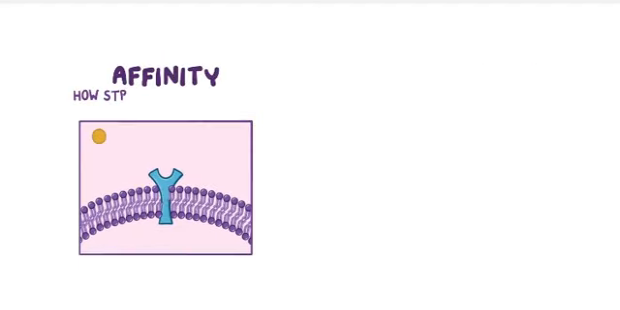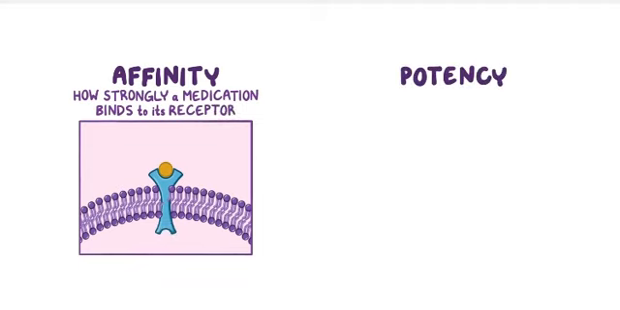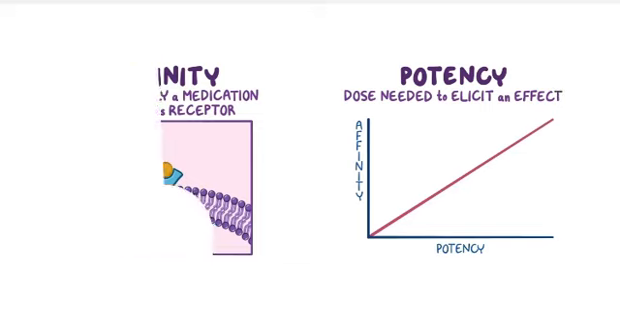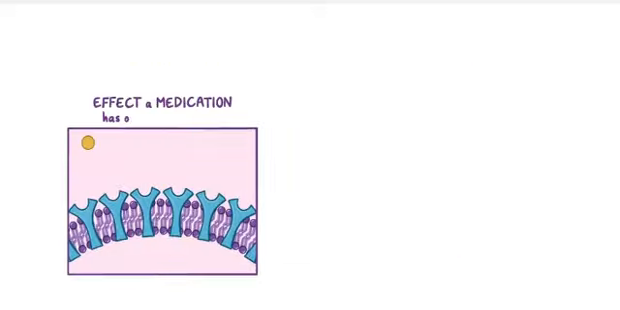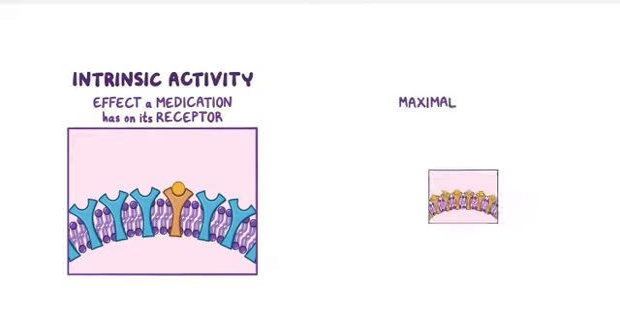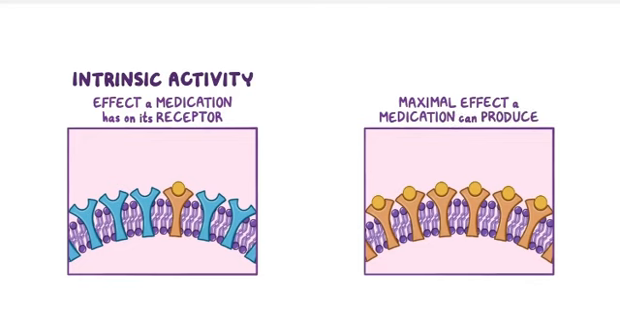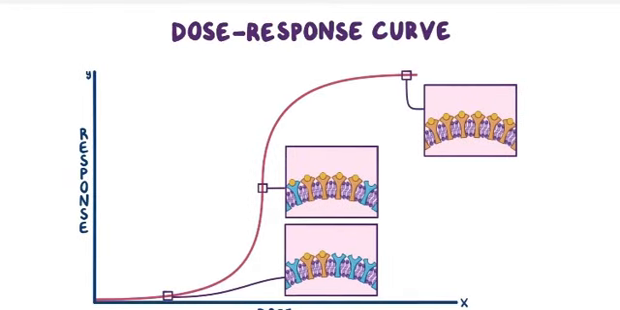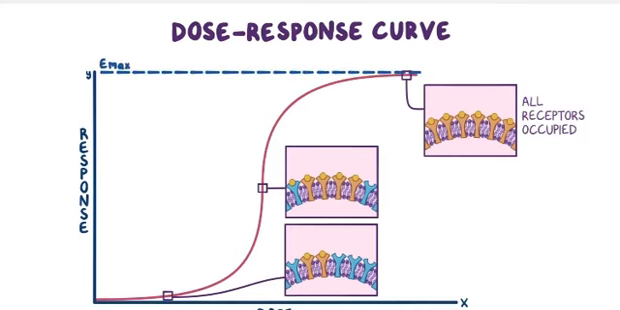Affinity describes how strongly a medication binds to its receptor, and impacts its potency, which refers to the dose needed to elicit an effect. The effect a medication has on its receptor is known as intrinsic activity, while the maximal effect a medication can produce is referred to as efficacy. A dose-response curve illustrates how more receptors being bound to the medication creates a greater response, but eventually all the receptors are occupied and the maximum effect is achieved.